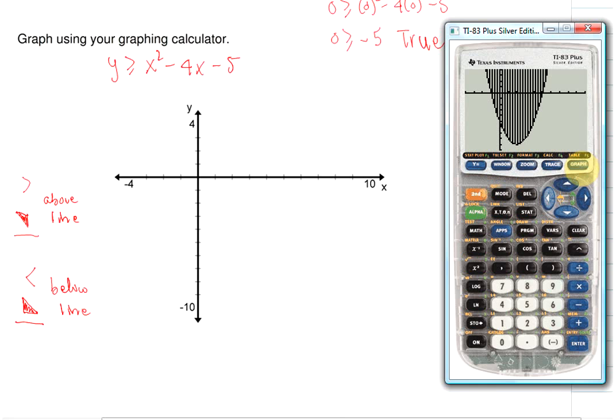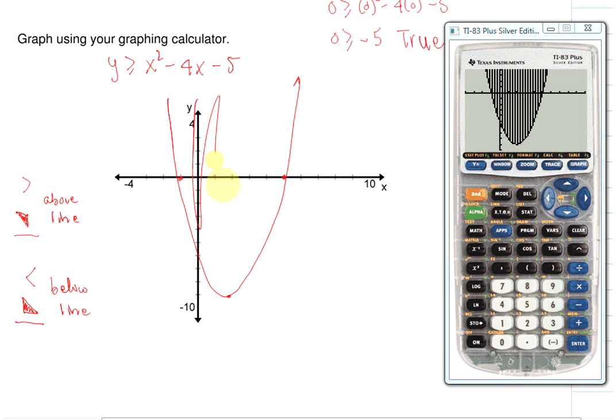Okay, so on your grid here you can write, we know we have an intercept here and one at 5, right? 1, 2, 3, 4, 5. Solid line. And shade inside. And there you go. We are done.